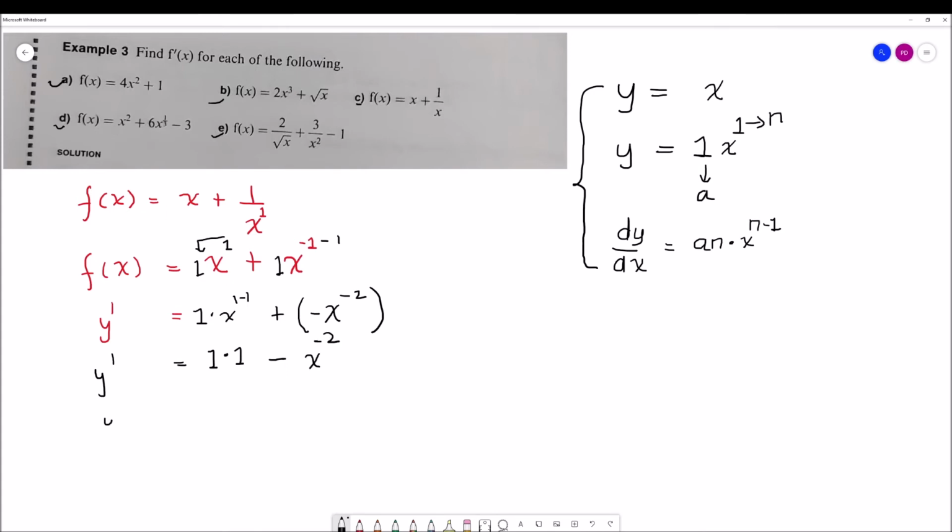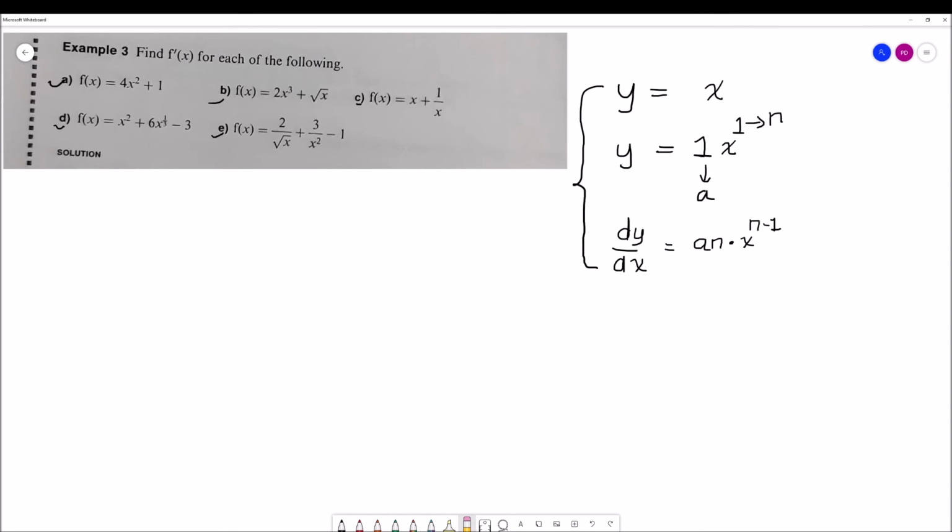So we can say that y prime is equal to 1 minus x to the power negative 2, and if we simplify this further, we can write 1 minus 1 divided by x to the power positive 2. And we are done. This is our answer. So once again, let me get this out of my way so that we can move on to equation number D.